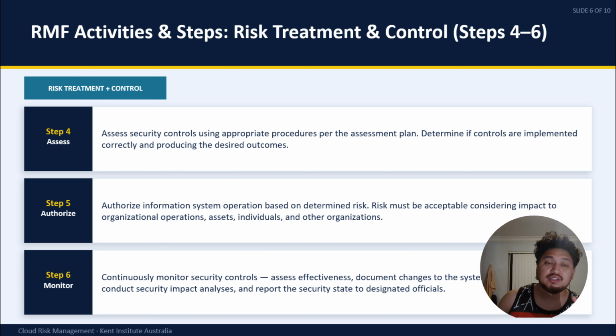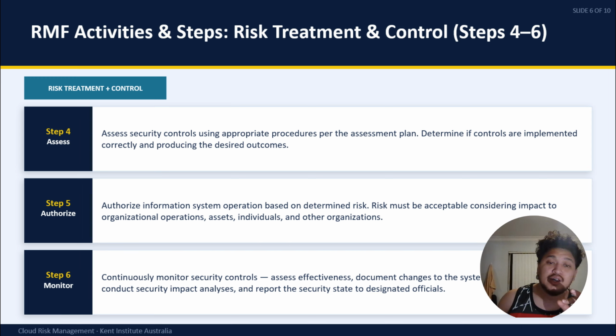And for the next slide, we'll be talking about the other RMF steps of risk treatment and control. Step 4 is assess. Now that controls have been implemented, you assess whether they are actually working using appropriate assessment procedures as defined in the assessment plan. You determine if each control is correctly implemented and producing the desired security outcome.